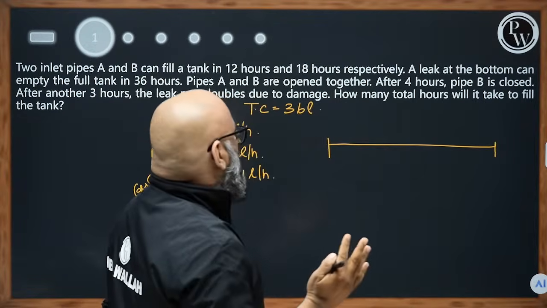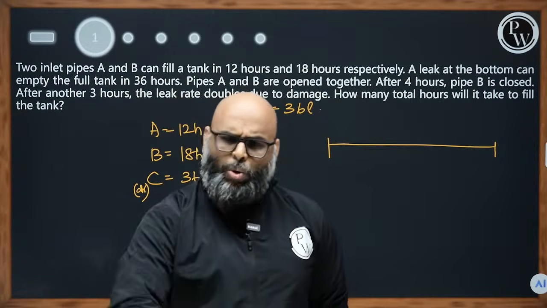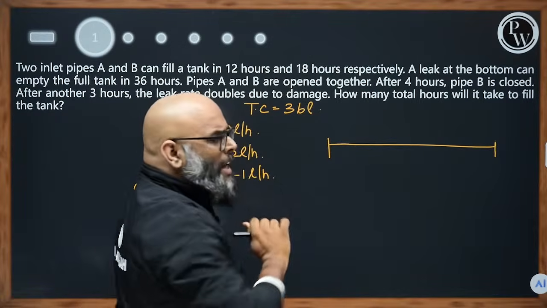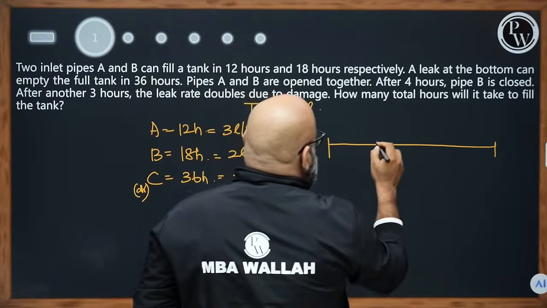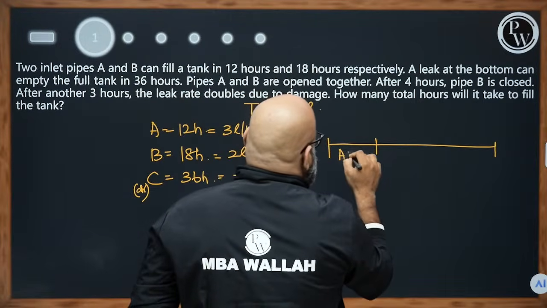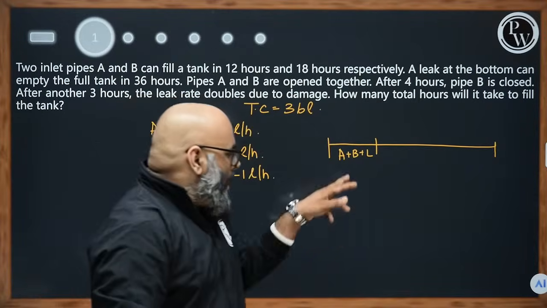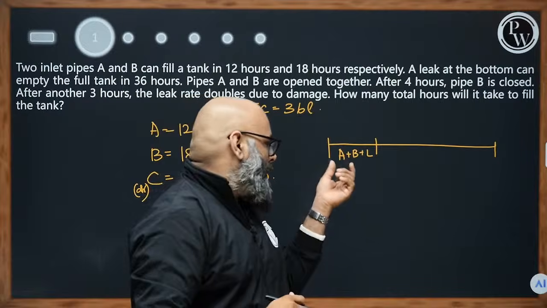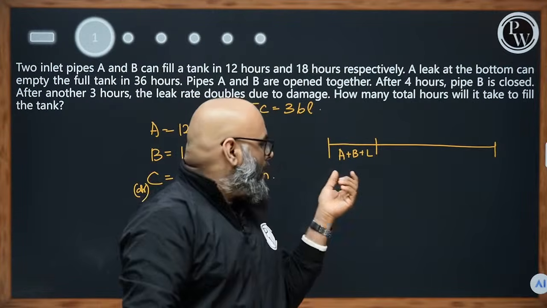After 4 hours, now understand, through the time the leak has been operating. But there is some condition that's added here. We'll go to that. It first says A and B are open together, but A and B is not working alone. The leak is also operating. I've added plus L, but I understand that's minus. If you want, you can write it as A plus B minus L. In my head, I know that's negative. If you're not sure, write A plus B minus L.